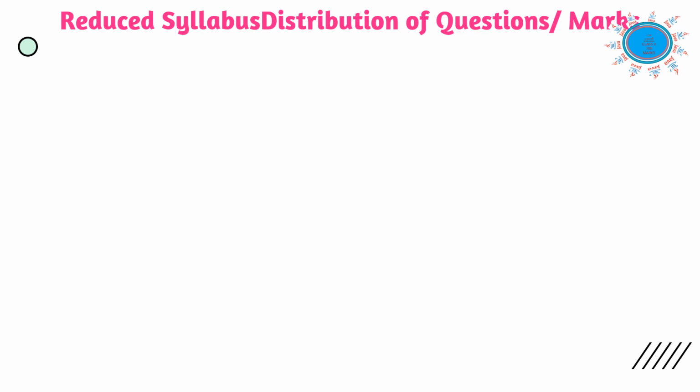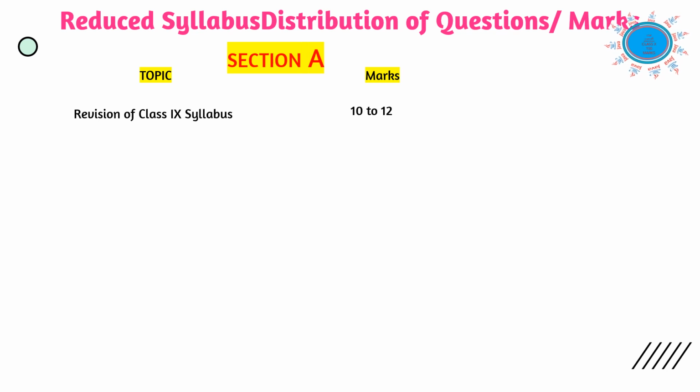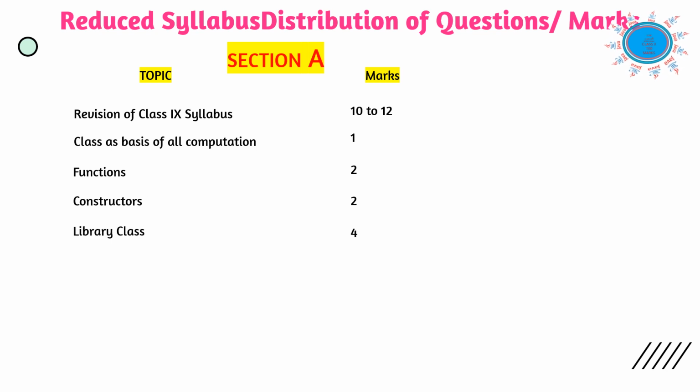Now we can see how the marks can be distributed this year. In section A, the revision of class 9 syllabus marks can increase because some topics are removed from class 10. So more questions can come from revision of class 9. Functions and constructors can be almost the same, but library class marks can increase. Arrays marks can also increase, and string handling marks will also increase.